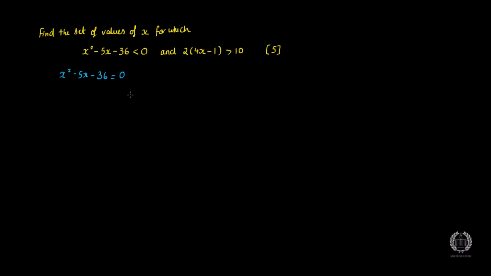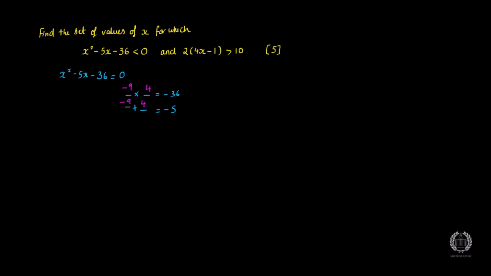Factorizing basically means I want two numbers that when I multiply give me minus 36, because minus 36 is here, and when I add give me minus 5. If you're not quite sure with factorizing, I would suggest to go and watch the factorizing video first before getting into this. Now, what two numbers when I multiply give me minus 36 and when I add give me minus 5? I know that 9 and 4 give me 36, but I need minus 5 and minus 36. So if I put minus 9 here, minus 9 times 4 gives me minus 36, and minus 9 plus 4 gives me minus 5.